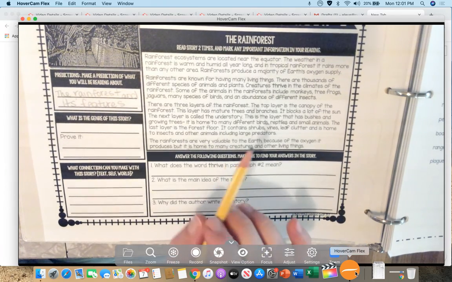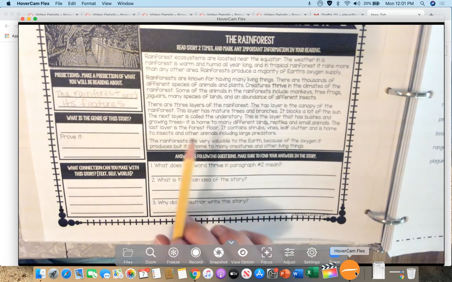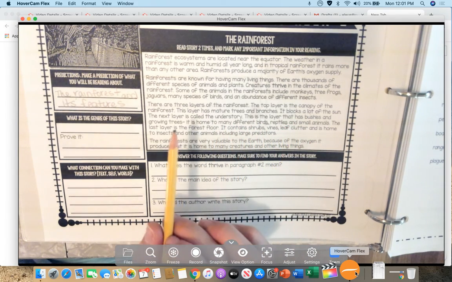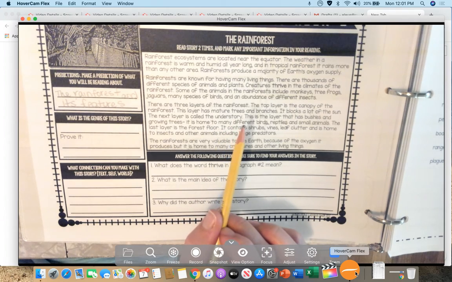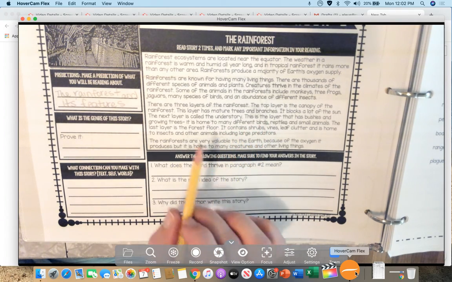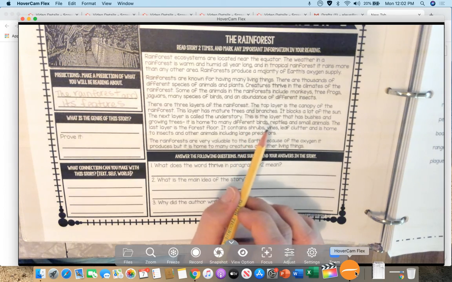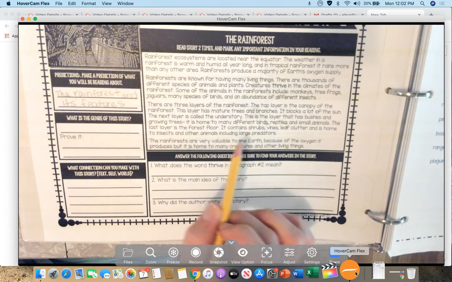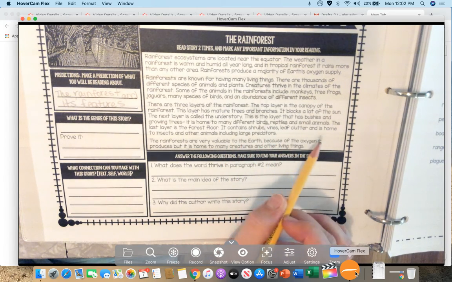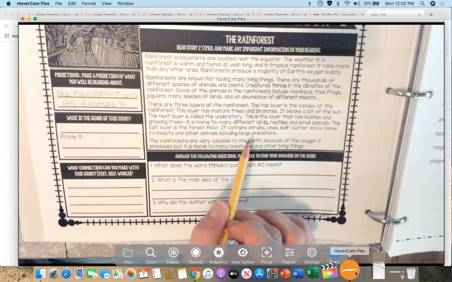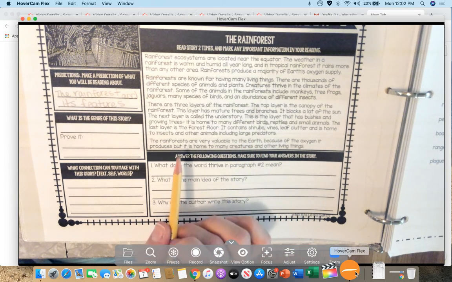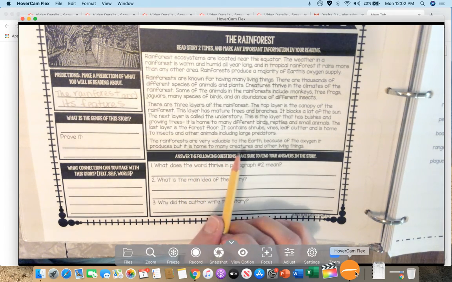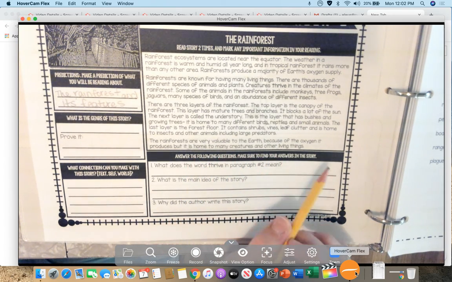There are 3 layers of the rainforest. The top layer is the canopy of the rainforest. This layer has mature trees and branches. It blocks a lot of the sun. The next layer is called the understory. This is the layer that has bushes and growing trees. It is home to many different birds, reptiles, and small animals. The last layer is the forest floor. It contains shrubs, vines, leaf clutter, and is home to insects and other animals, including large predators. The rainforests are very valuable to the earth because of the oxygen it produces, but it is also home to many creatures and other living things.